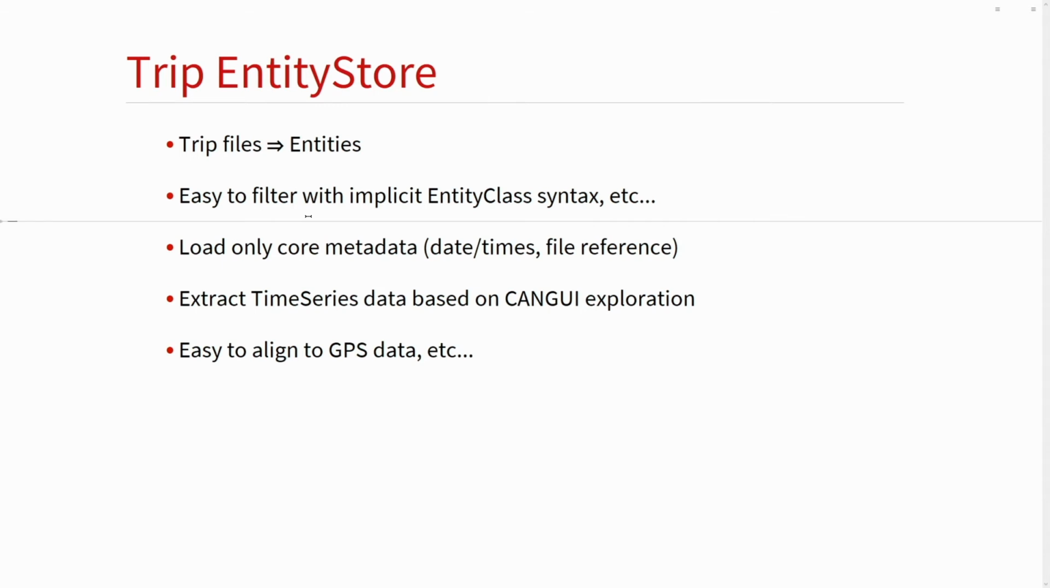So instead, I only load the core metadata based on the file name, which has the date stamp on it, and then I can get a reference to the file where all the other information lives. From the CAN GUI interface that I had made before, I can extract other information and make nice time series objects with units, as we saw in Eric's talk just before this, based on all of that exploration I did. And with entities, it's really easy to add more properties to be able to align to things.